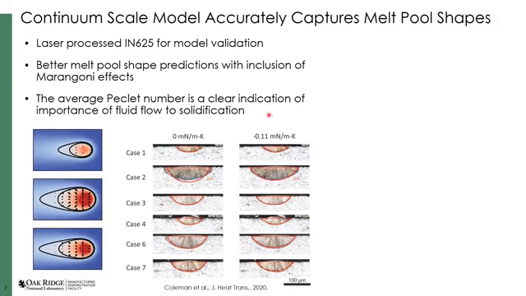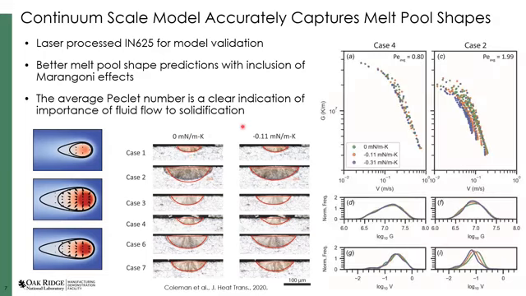I'm showing here some validation against some laser weld tracks done by NIST on Inconel 625 plates. Here I'm showing that if we turn on the fluid mechanics and calibrate it correctly, we can get quite decent agreement with the experimental melt pool shapes. For cases where the fluid mechanics isn't too important, even the conduction-only model works reasonably well.